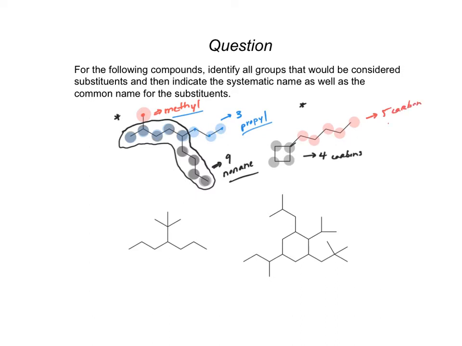And so this is our parent, all right? It's a nice straight chain of 5 carbons. So this guy is called pentane, because this is our parent.